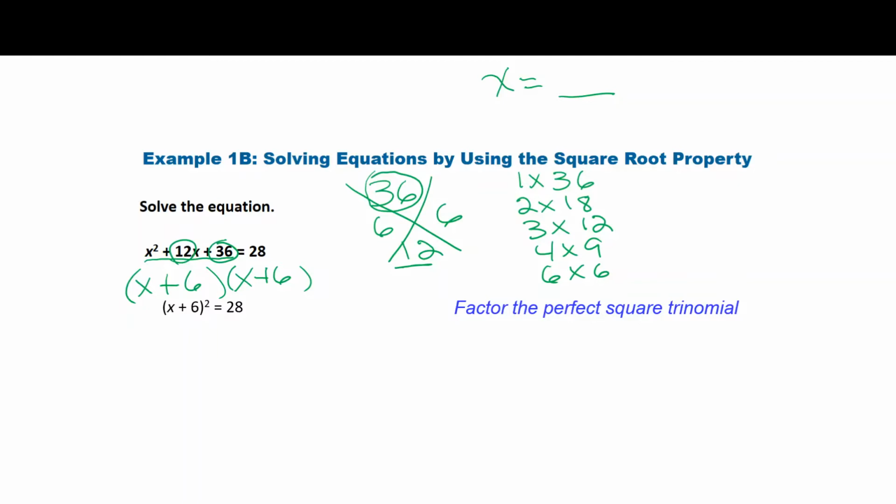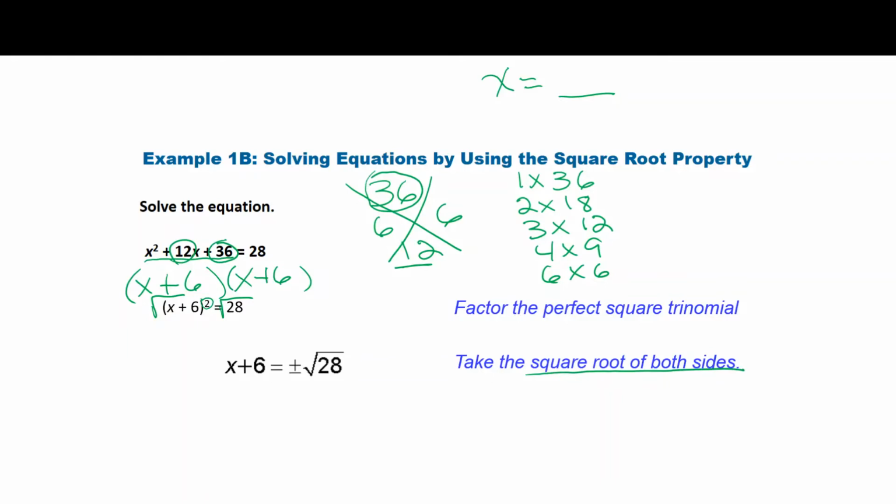Okay. So I do have an x, but it's snuggled up inside parentheses, squared. So I'm going to have to do something to get rid of this little square here so I can go ahead and solve. So let's remember our square root. We can take the square root of both sides. So if I do this, I'll end up with x plus 6 equals plus or minus square root of 28.